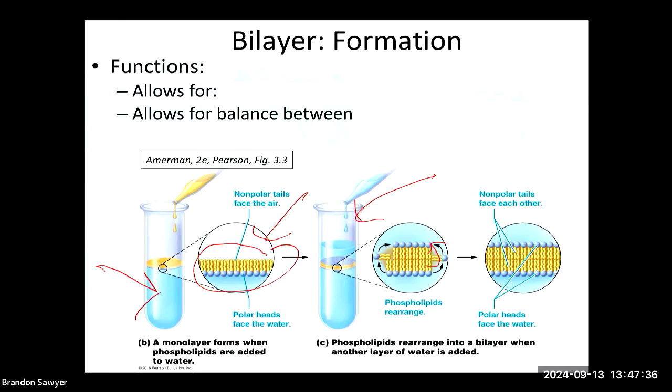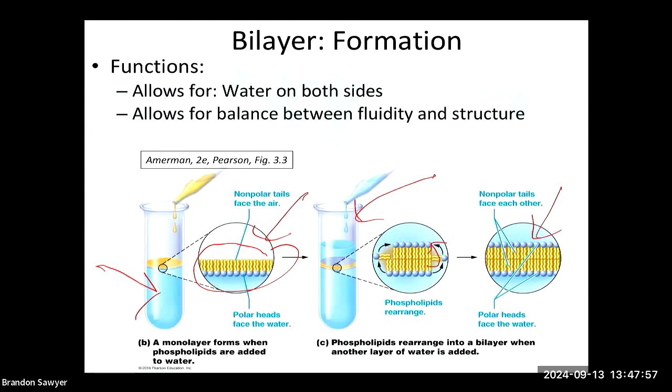And then the other ones are still facing the water below, right? So we just automatically create this phospholipid bilayer, right? This just naturally occurs when we put phospholipids in water because of that property of them, right? So this allows for water on both sides of the membrane, and then again the structure of this being a lipid makes it kind of wiggly, right? And so it allows for this balance between fluidity and also having a solid structure that seals the rest of the cell off from the outer parts of the cell.